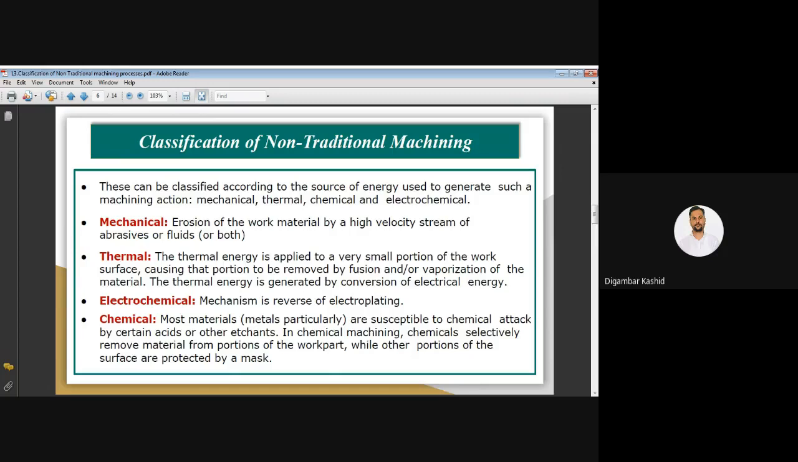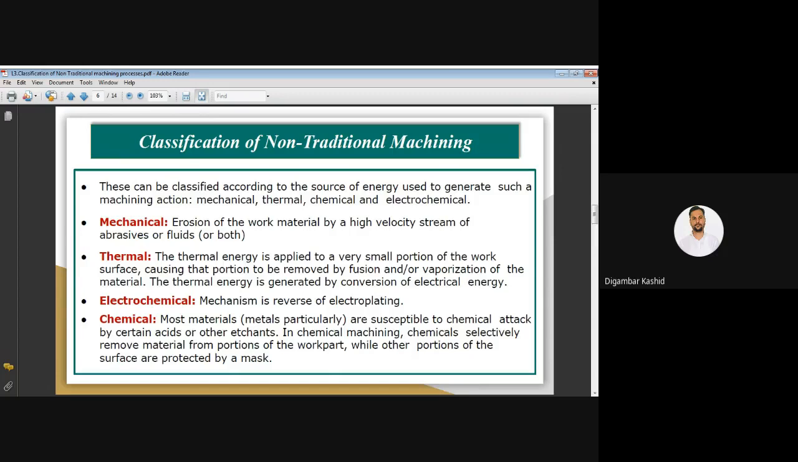This thermal energy, or heat energy, is generated by conversion of electric energy. So this group is called electrothermal energy or thermoelectric energy based process. Okay. So I repeat, here material is removed using heat energy. Now the heat energy needs to be generated from electric energy.